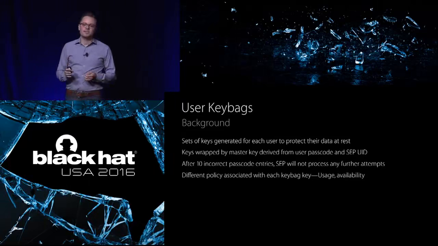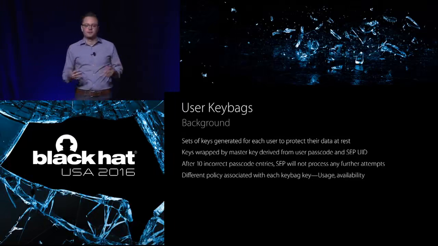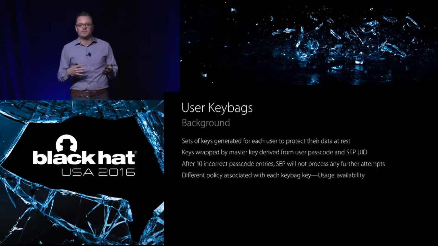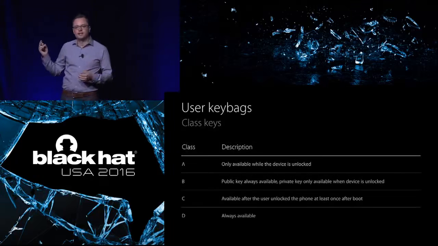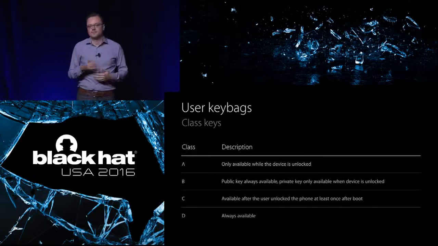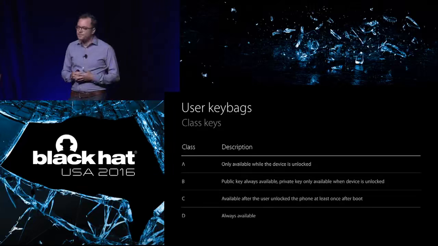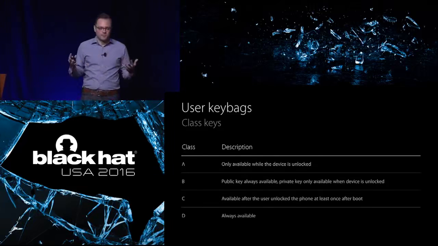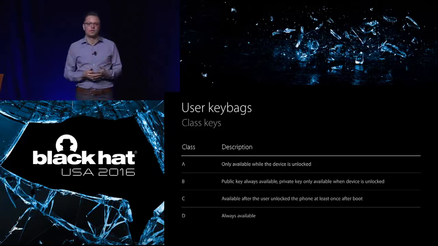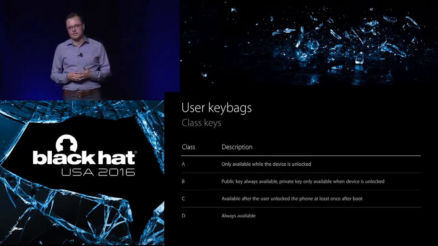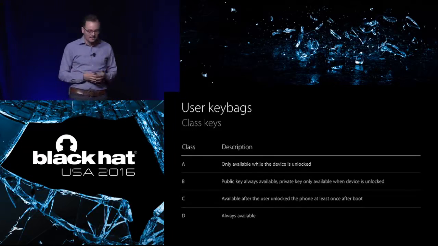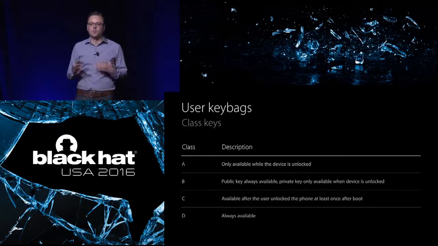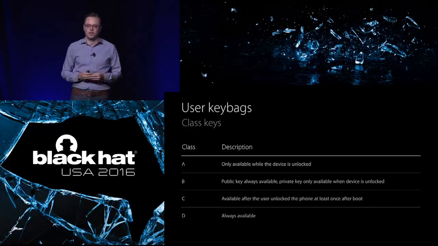Now, for the user key bag keys, I mentioned it's a set of them. This is because they're used for different purposes and they're available at different times. So this is effectively the key list. They're class keys. We call them A through D. And some of these are keys that are always available when the system is running. And then some of them are only available after the user has unlocked their device at least once. And yet class A is stronger. These are only available while the user is actively using the unlocked device.